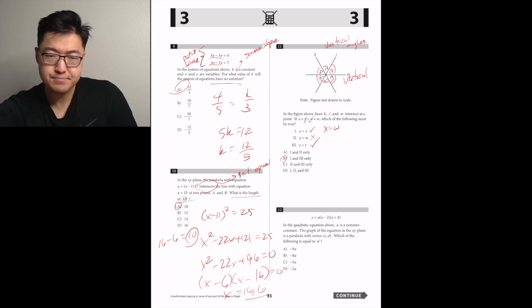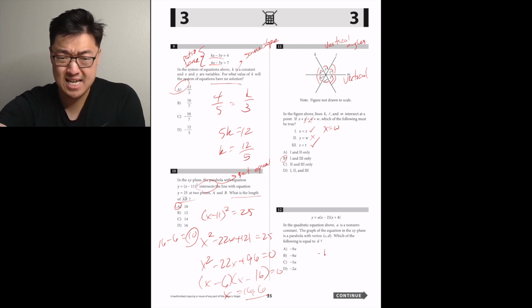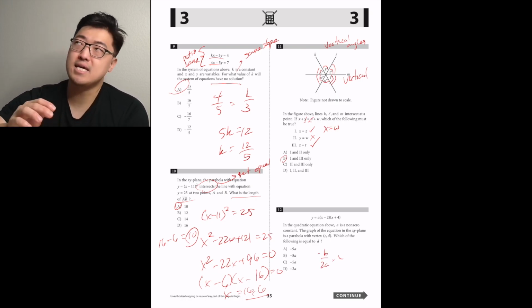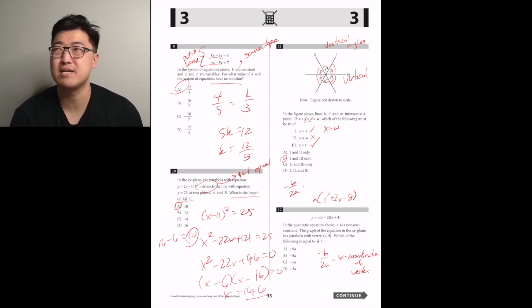So B. In the quadratic equation above, a is a non-zero constant. The graph of the equation in the xy plane is a parabola with vertex (c, d). Which of the following is equal to d? We could do negative b over 2a maybe to find the x coordinate of the vertex. So if we expanded this out, you would get a times x squared plus 2x minus 8. So negative b over 2a would be negative 2 over 2. So x is negative 1.